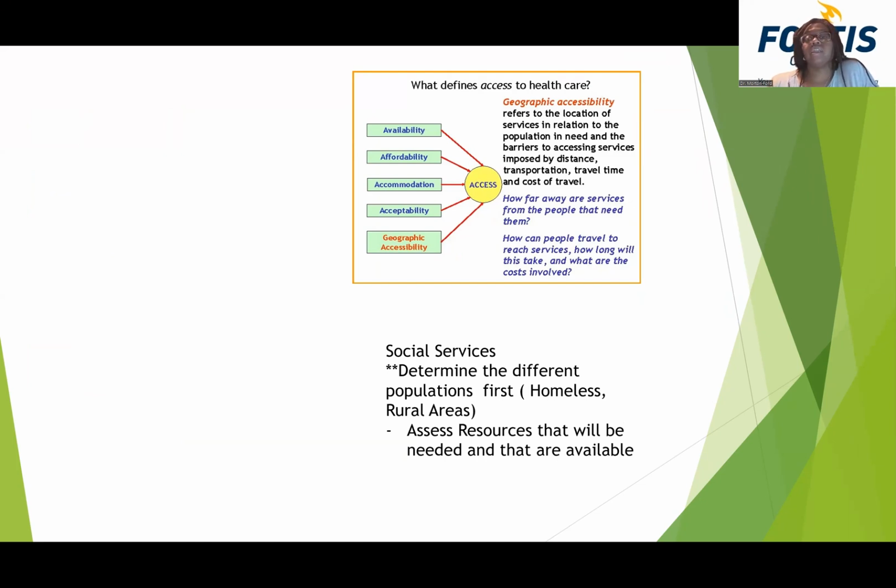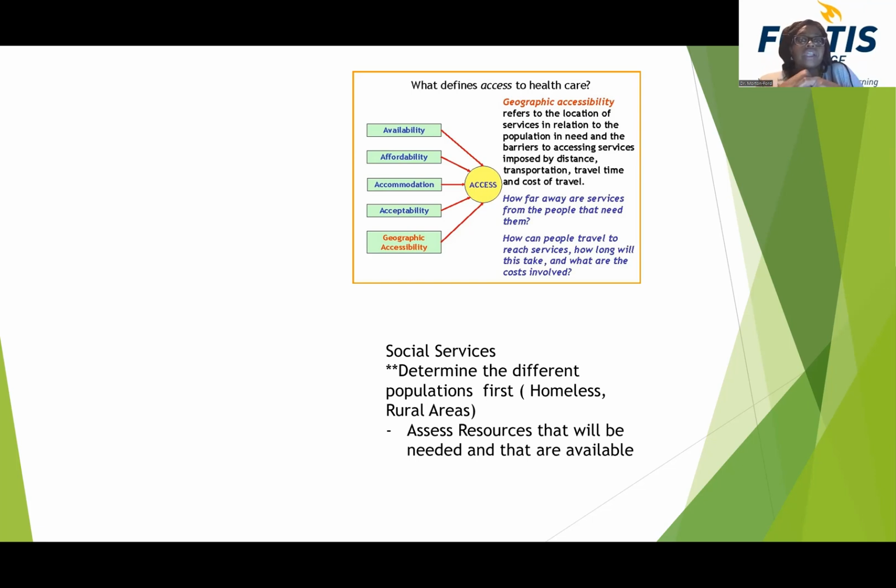Is the population, do they live in rural areas? Because we have to think differently, or more broadly, when we're trying to think about access to those resources. So social services will help us in fine-tuning or narrowing down those resources. They will help us to formulate a list of resources that are available.